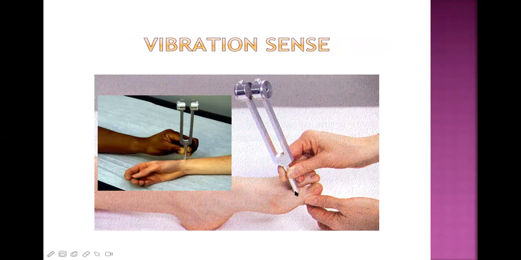The base of the tuning fork is kept on the joint or on the bony prominence. In this case, we put it on the bony prominence. It can be easily kept on the joint as well. See there, this is the bony prominence, the styloid process, and here it is kept on the joint. Ask the patient whether they can feel the vibration sensation or not.